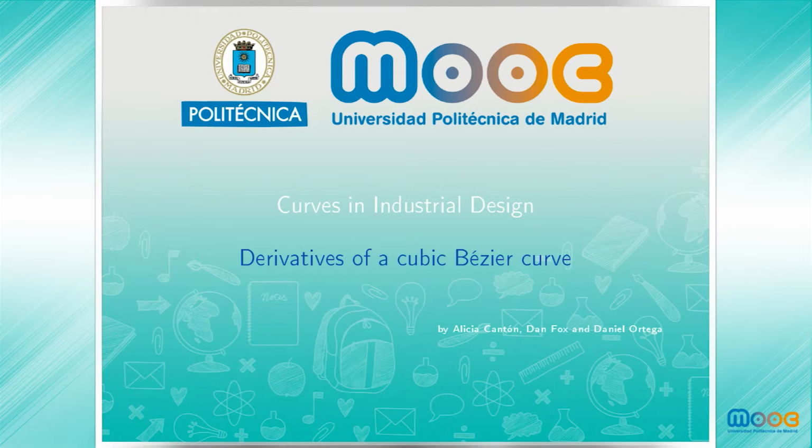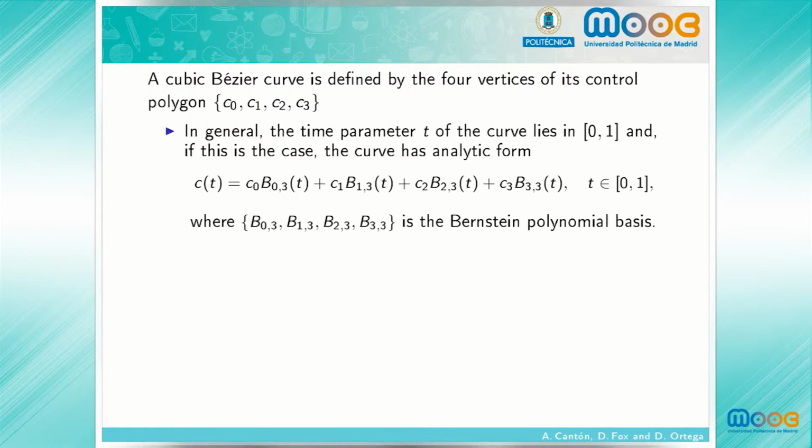Curves in industrial design. Derivatives of a cubic Bezier curve. The cubic Bezier curve is determined by the four vertices of its control polygon. In general, the time parameter of the curve is taken to run from 0 to 1, and the curve has an analytic expression that's a linear combination of the control points with coefficients equal to the polynomials in the Bernstein basis.